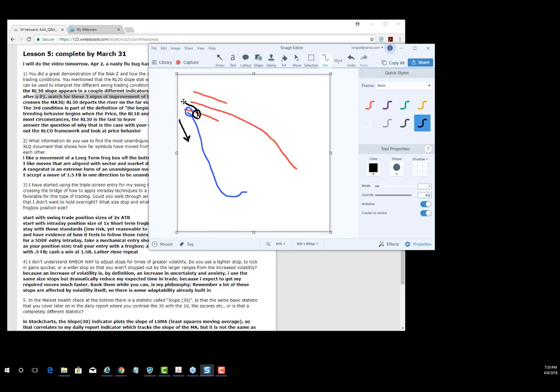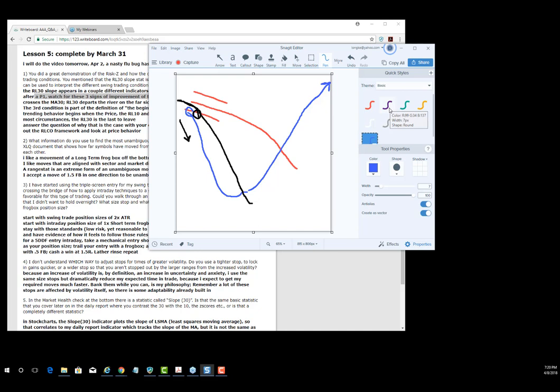And what you'll notice is that the slope of the 30, which started off as flat, now gets worse, and it's following price. At some point the RL10 has improved. Price no longer is failing as much, and price is going to oscillate and make this long move back to the top. So the slope of the RL30 gives us a little more confidence in the health of the trend. I call it the health of the trend.